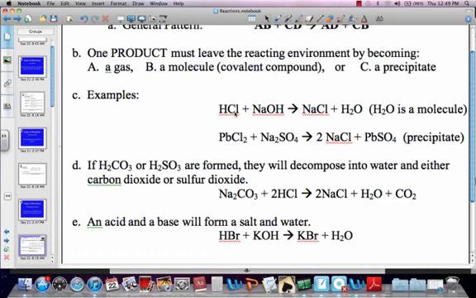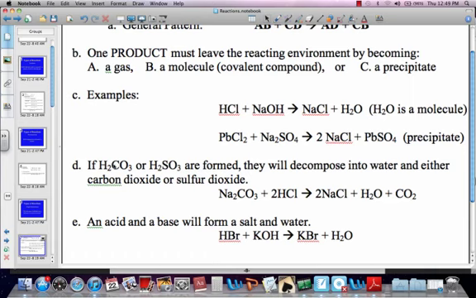So here we have hydrochloric acid plus sodium hydroxide, and we're going to switch the boys. Sodium is going to hook up with chlorine, sodium chloride. Hydrogen is going to hook up with hydroxide to produce water. Water is a molecule, so therefore this reaction does take place. Here we've got lead(II) chloride plus sodium sulfate. The boys are going to switch, so lead is going to hook up with sulfate over here. Sodium is going to hook up with chlorine over here, sodium chloride and lead sulfate. Lead sulfate is a precipitate, therefore this reaction does take place.